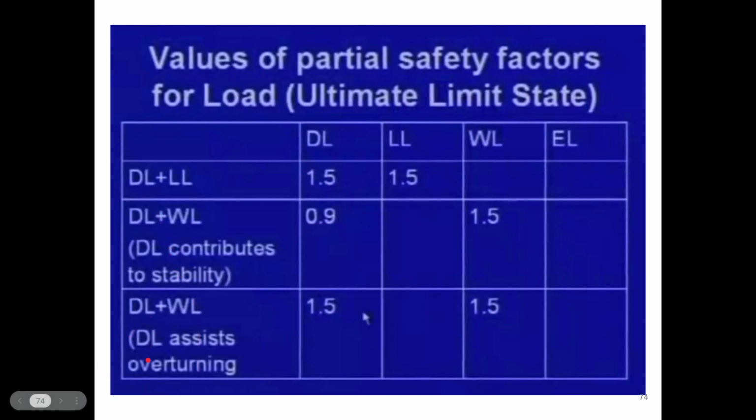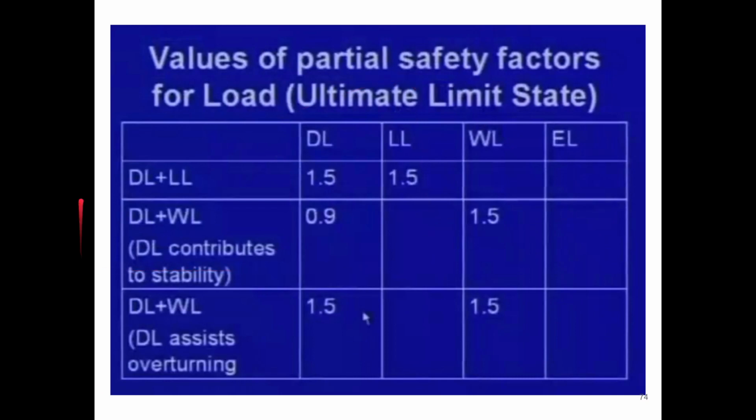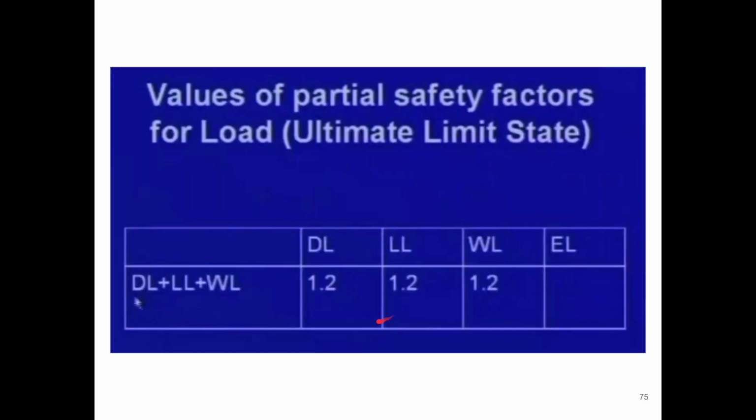But if it is against stability, if it is helping overturning, we have to increase the dead load so that the concrete structure is able to withstand that effect. Then it will be 1.5 times dead load plus 1.5 times wind load. That is for dead load, live load, and wind load taken two at a time. If we take all three, the partial safety factors become 1.2, 1.2, and 1.2. So it will be 1.2 dead load plus 1.2 live load plus 1.2 wind load.